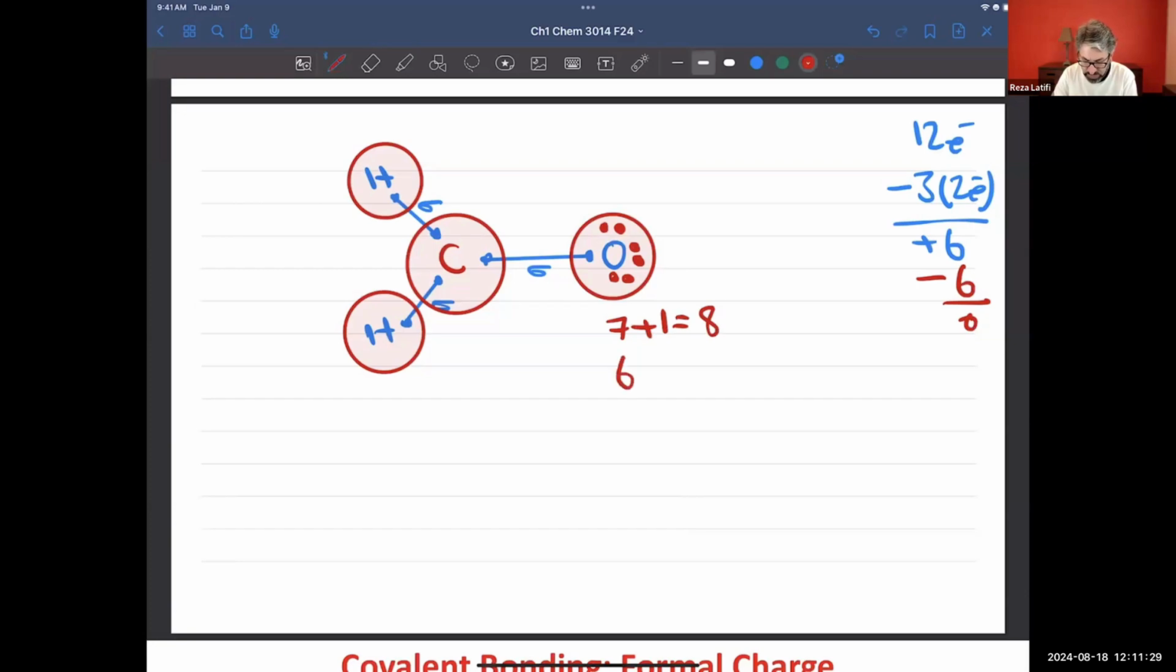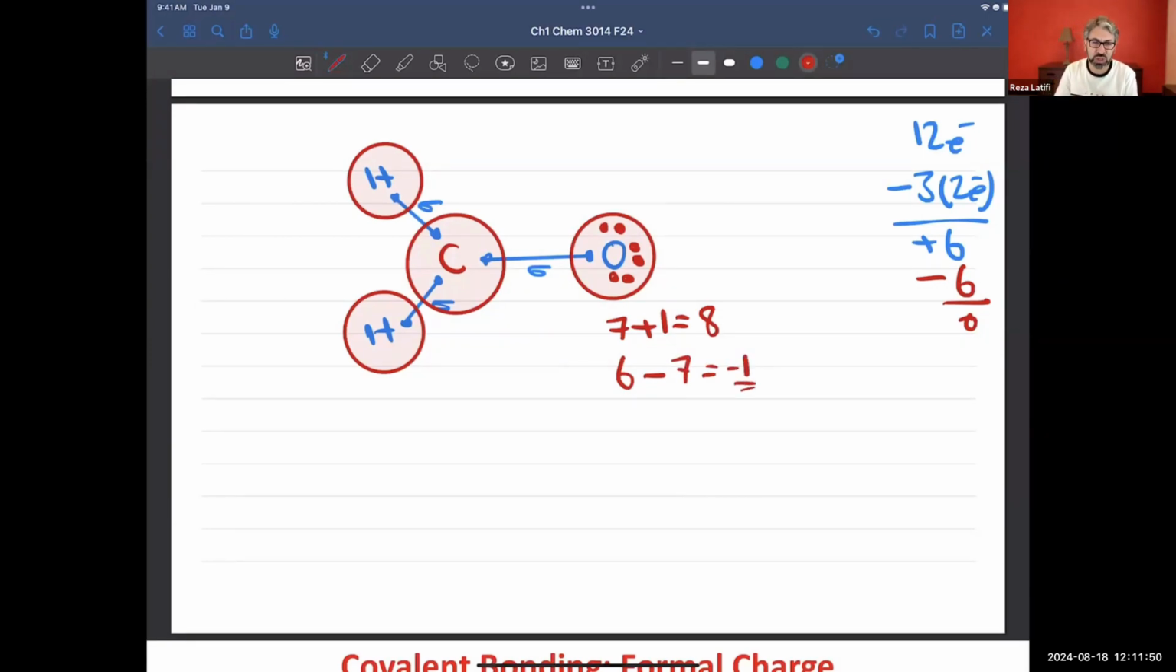How about the formal charge for oxygen? Oxygen is a group 6. So it's supposed to have 6 electrons, but clearly it has 1 more. And now, how many electrons inside the circle do we see? We see 7 of them. So oxygen has minus 1 charge. Okay. So oxygen has minus 1 charge.